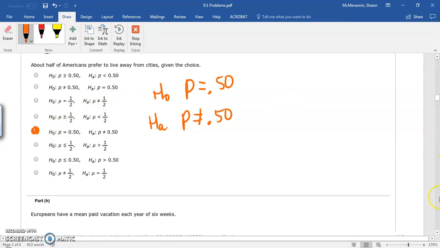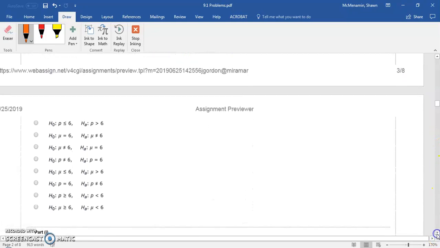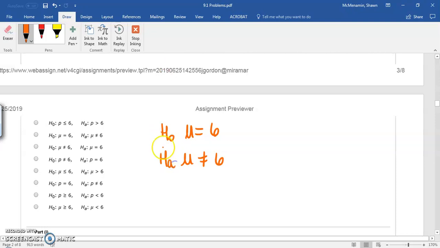Europeans have a mean paid vacation of 6 weeks. So the mean, the mu, is equal to 6. The opposing view is not equal to 6. So this is your null, and this is your alternative. And so it's this one.